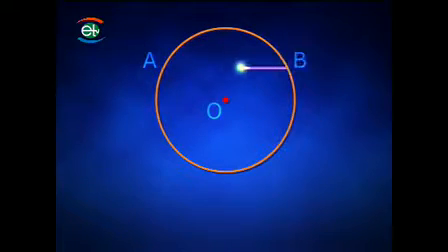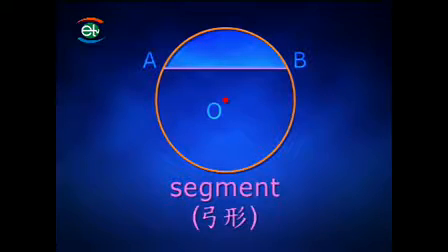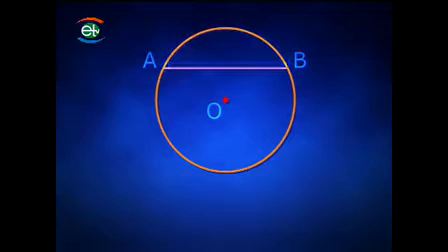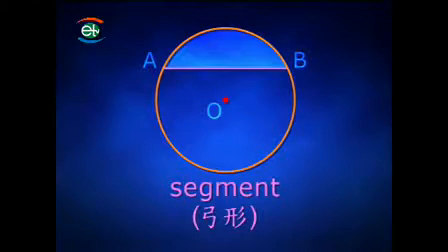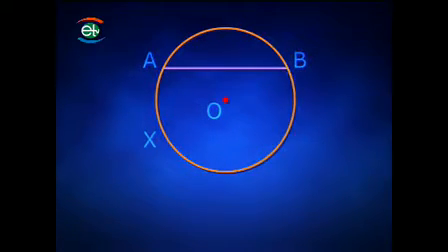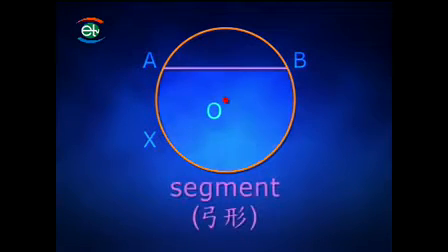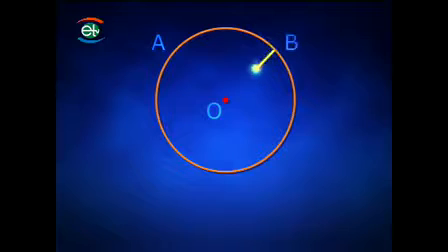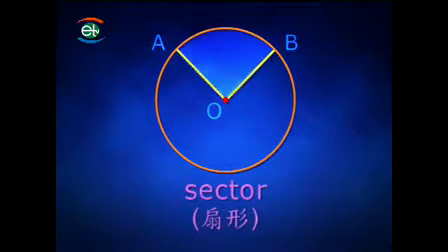The area enclosed between an arc and a chord is known as a segment. The region enclosed by arc AB and chord AB is a segment. The region enclosed by arc AXB and chord AB is another segment. The region bounded by an arc and 2 radii is known as a sector.